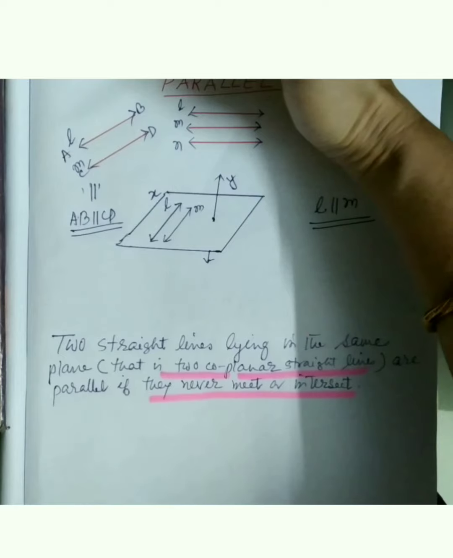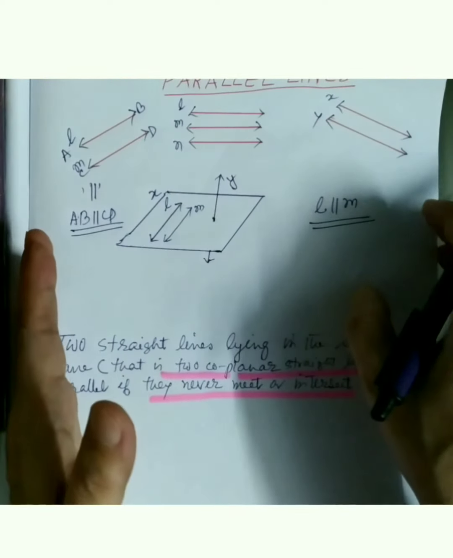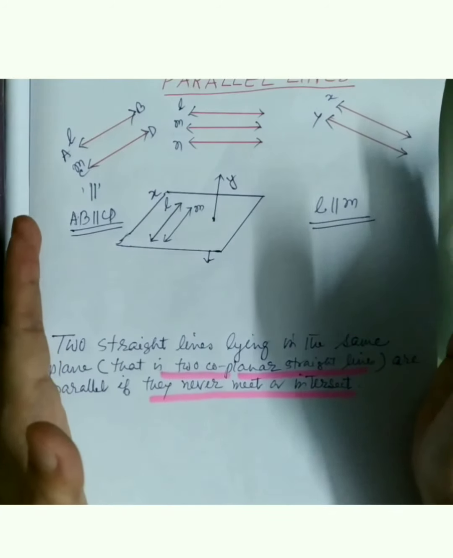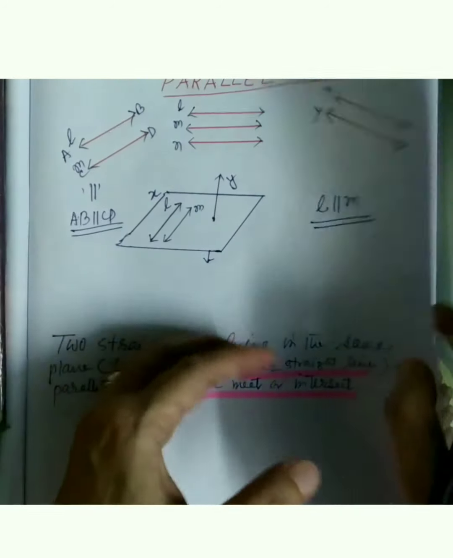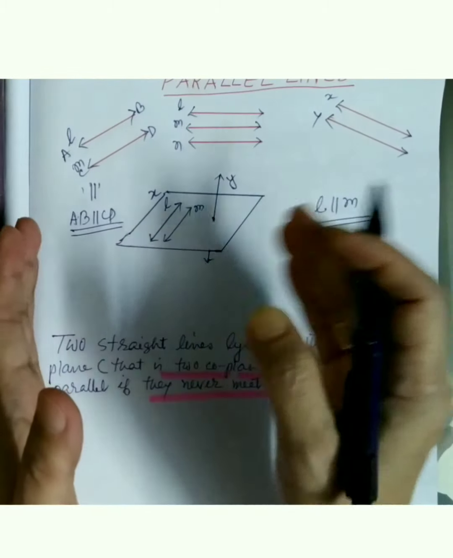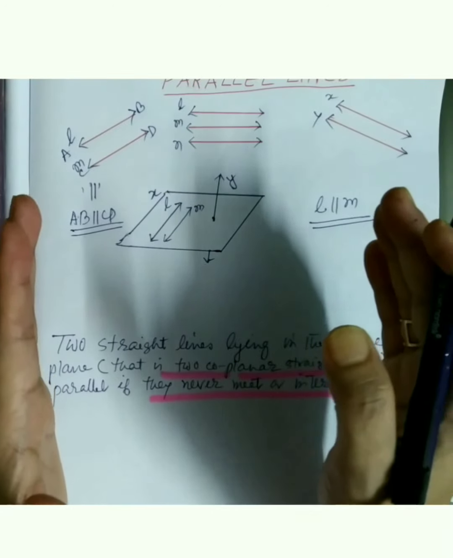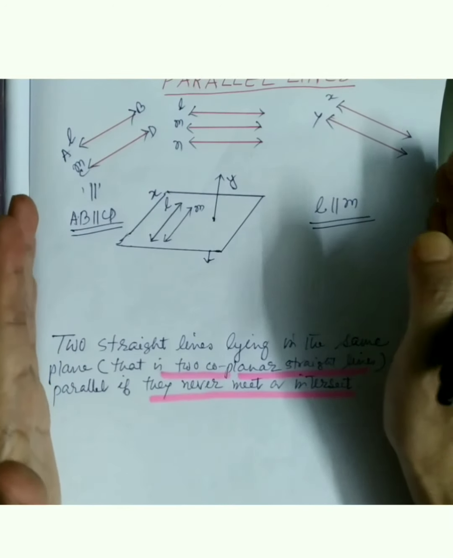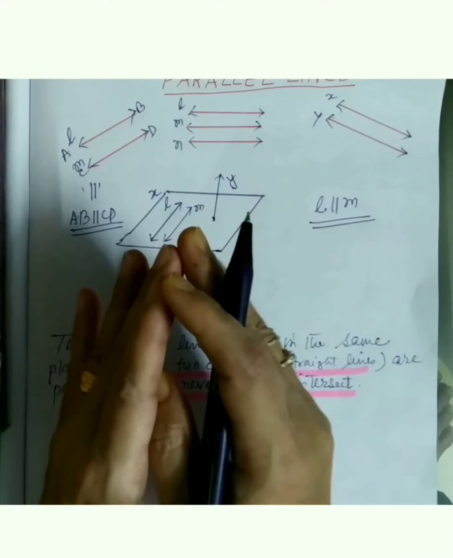Again, this side and this side, these are also parallel lines. But if in this copy we take one side from the topmost page and another side from the middle of the copy or the bottommost page, then these two sides will not be parallel lines, because they don't lie in the same plane.